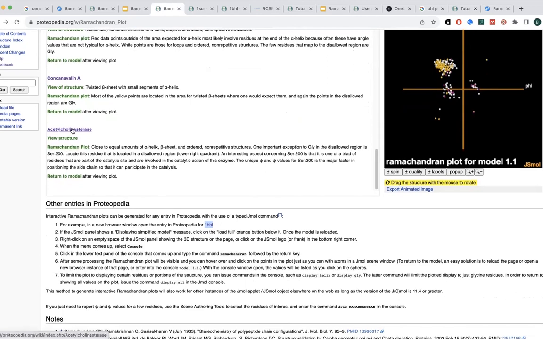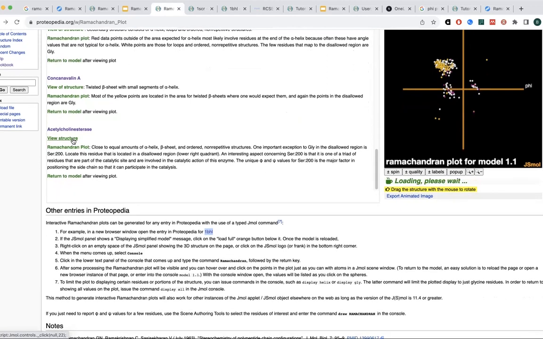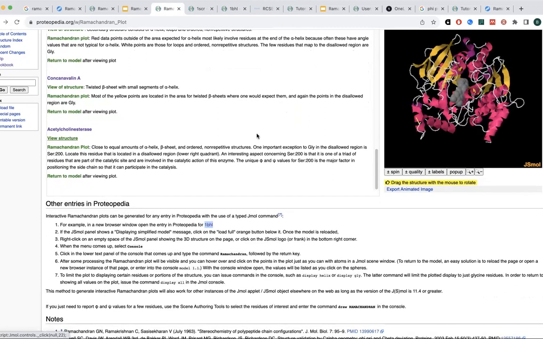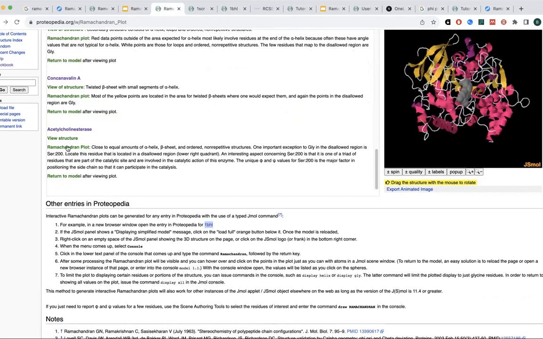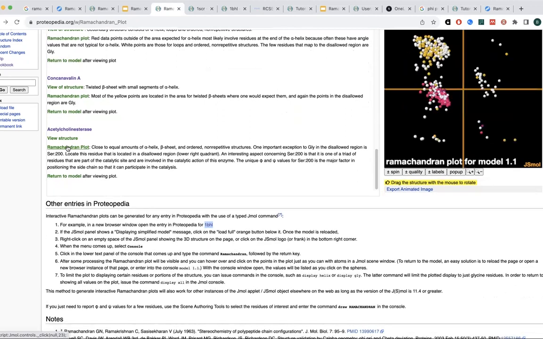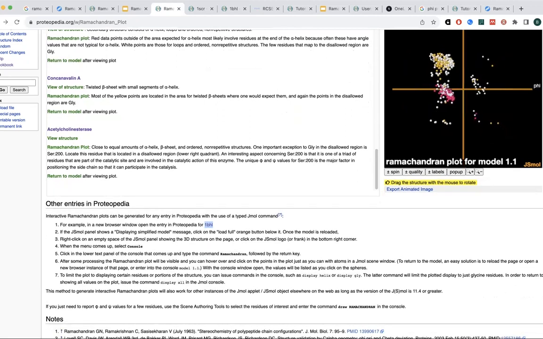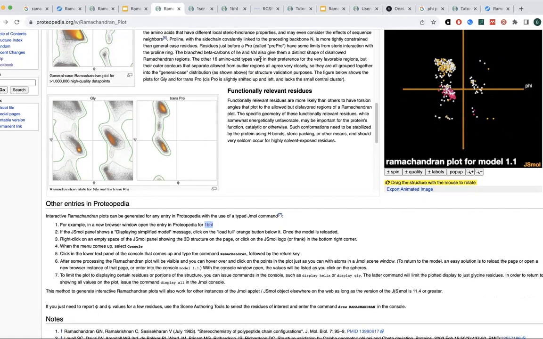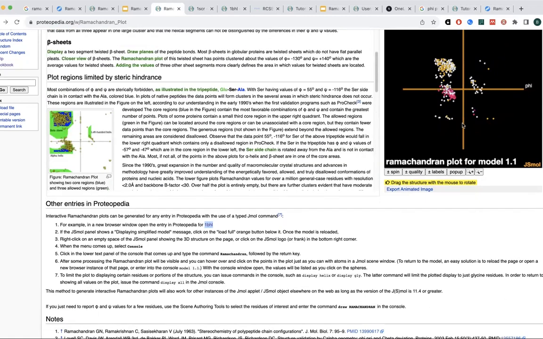What about one final one? Let's look at acetylcholinesterase. So here we're going to see that we have a structure that has a lot of alpha helices and beta strands. And so if we look at a Ramachandran plot, as we would expect, we're going to see a lot of points that are in the alpha helix range, and a lot of points that are in the beta strand range, as well as some other points that are in the regions where you'll find things like left-handed helices and things like this.